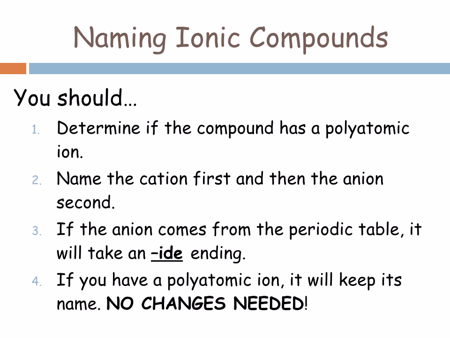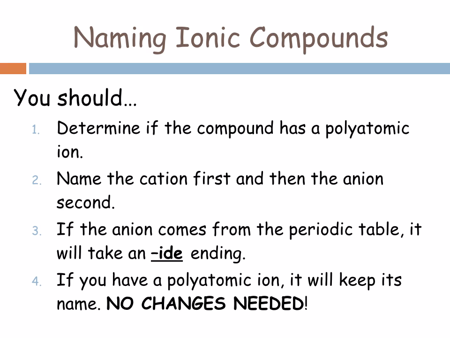For naming ionic compounds, it's a little bit different. So the first thing that you have to do from the name is determine if the compound has a polyatomic ion. That is your first step. Your second step is to name the cation first and the anion second. Your polyatomic ion, 9 times out of 10, with the exception of ammonium, is going to be your anion. So that will be coming second.